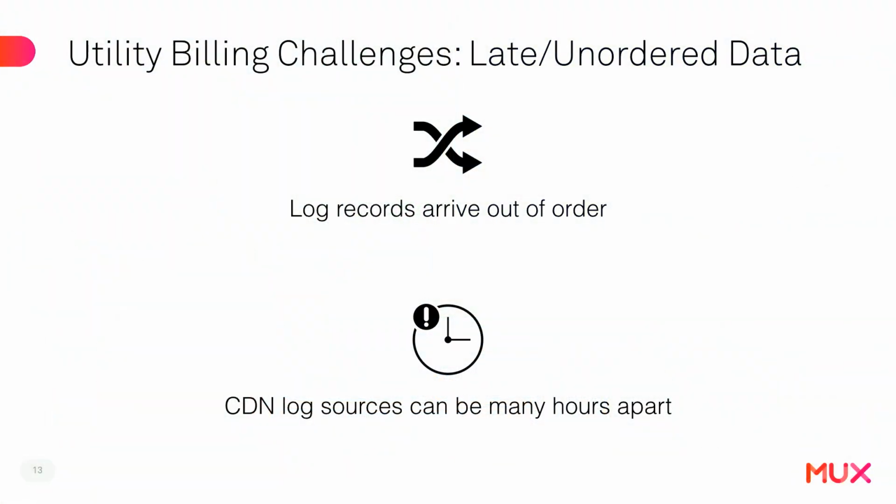Additionally, the logs that we receive from the CDNs are not ordered. This is mostly an artifact of how the CDNs aggregate their own logs from their many points of presence around the world before making those logs available to us. There could also be several hours of delay from the time when a manifest or chunk request is made and when it eventually is delivered to us.